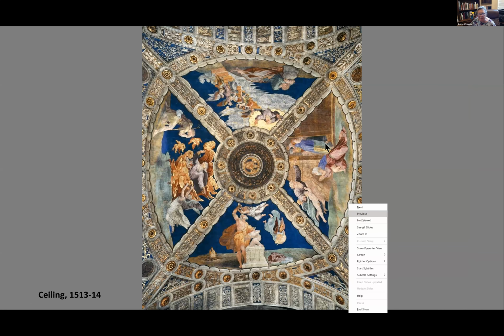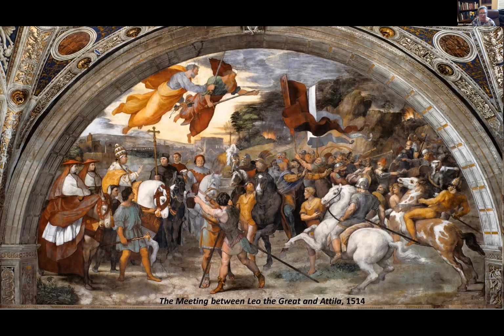The meeting between Leo the Great and Attila, as well as the Mass at Bolsena, were mostly workshop work. It shows the Pope Leo I, who managed in 452 to halt Attila the Hun on his way to invade Rome. And so he went and talked to him and convinced him to stop there. Of course, the figure of the Pope is a portrait of Leo X, making it a more contemporary image. Actually, it was supposed to be Julius the second, but by that time Julius had died, and so its successor's features are represented.